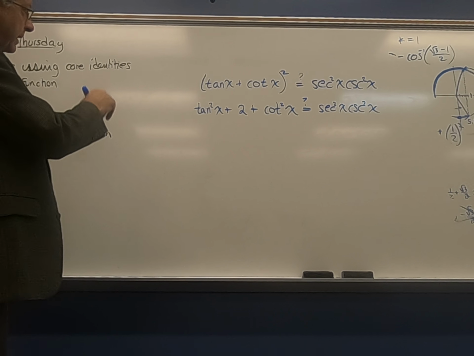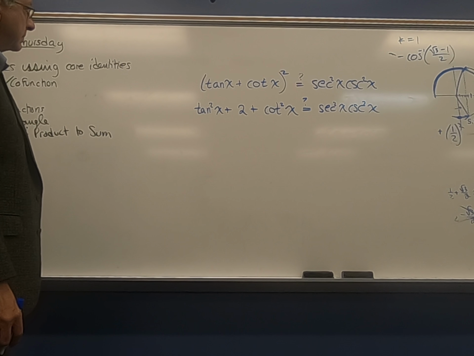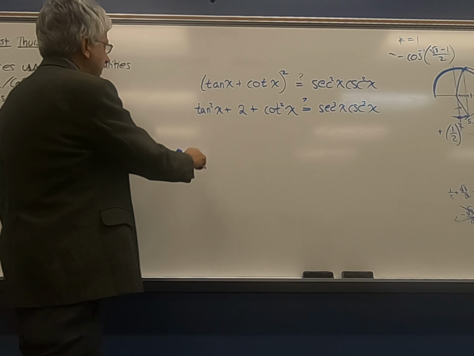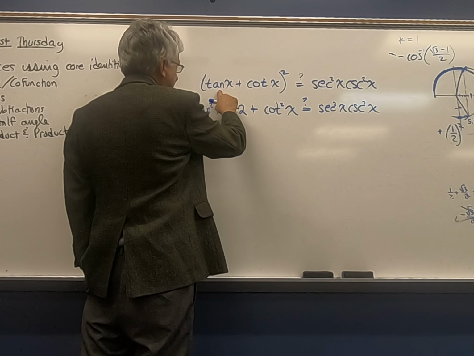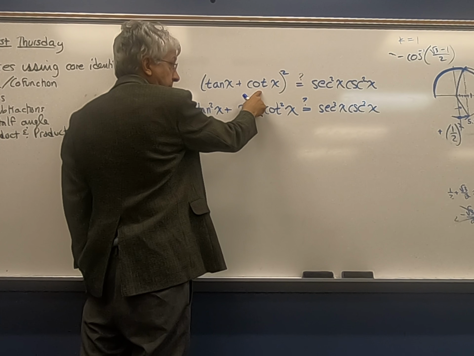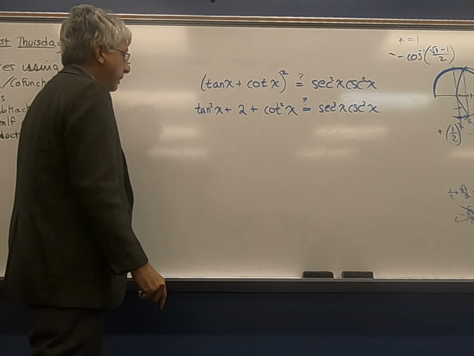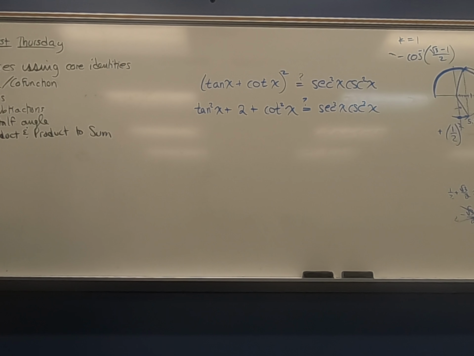All right, do you see how I got that 2 there? Can you show it? We pretty much multiply them together. Tan times cotan, well, those are reciprocals, right? So when I multiply them together, I get 1, and there's 2 of them. Okay. Right.